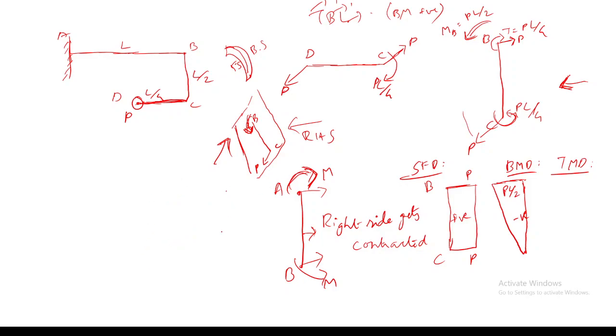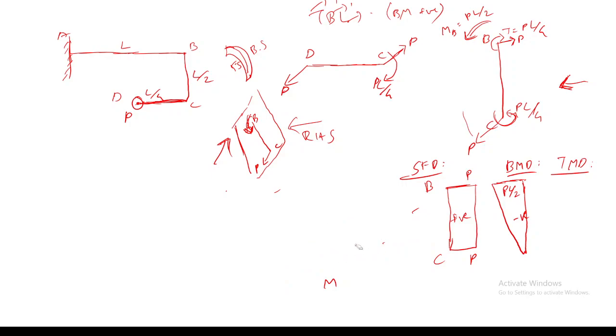So up to what have we completed? The bending moment diagram we have completed. Now the twisting moment diagram for member BC, can anyone say what it will be? Positive. Yeah, it will be positive, and the magnitude will be PL by 4. Okay. Now let's proceed to member AB.